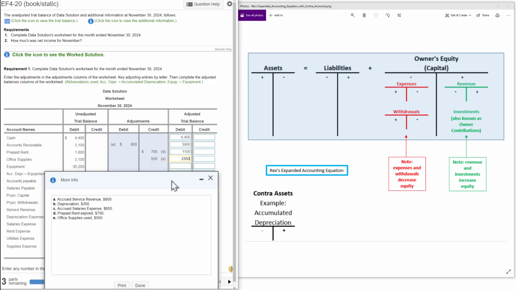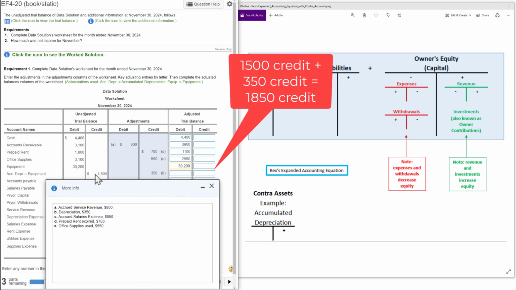And then equipment is not adjusted, so it's the same balance. Accumulated depreciation, we had 1,500. We increased it by 350, so that gives us 1,850. Now make sure you put this on the credit side. Notice this is a credit. Accumulated depreciation has a plus sign on the right side. That means its normal balance is on the right side.